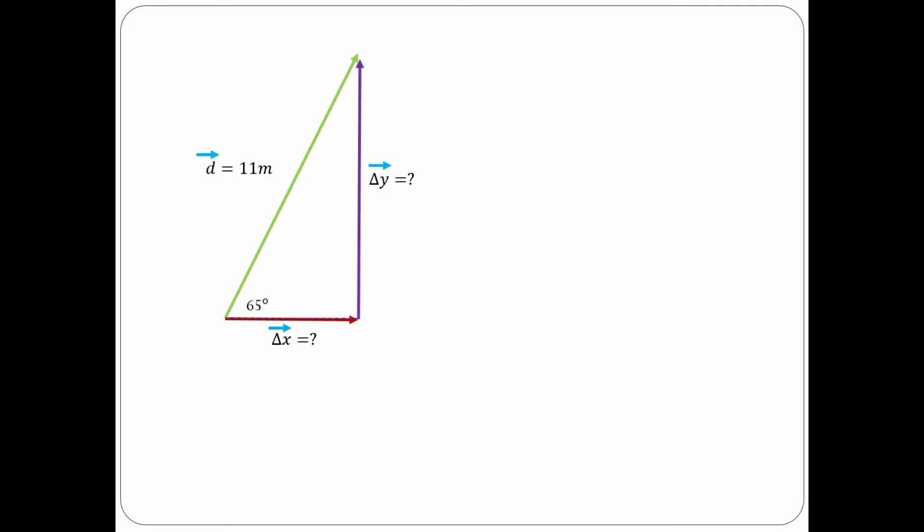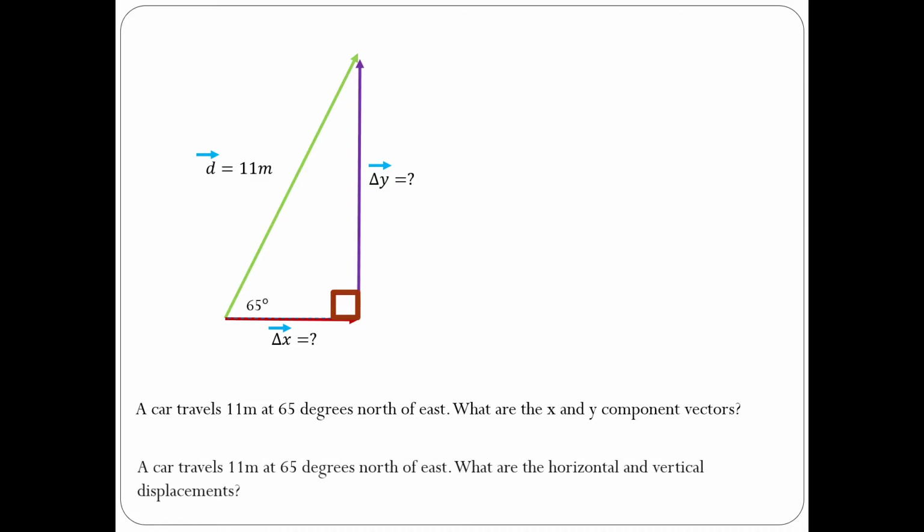What's the actual question to this diagram? A car travels 11 meters at 65 degrees north of east. What are the x and y component vectors? Just to be aware, the question could be phrased differently. A car travels 11 meters at 65 degrees north of east. What is the horizontal and vertical displacement? Even though the wording is different, it's asking for the same thing, which are the component vectors.